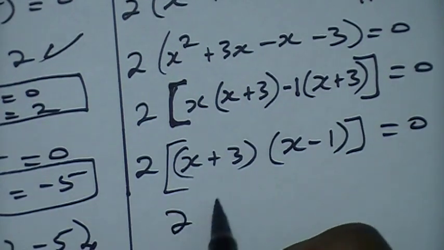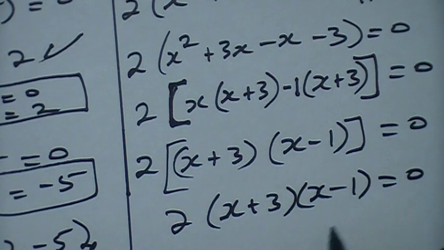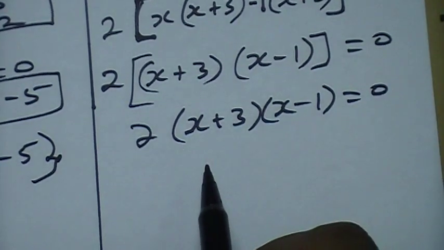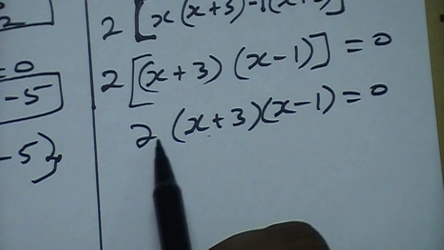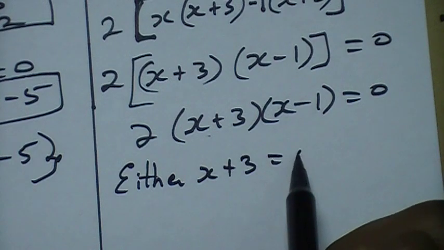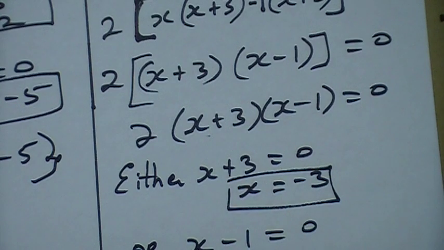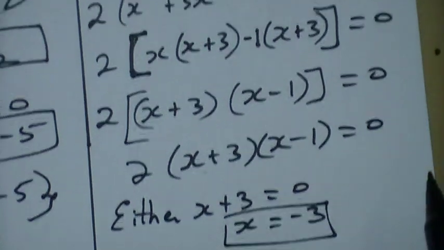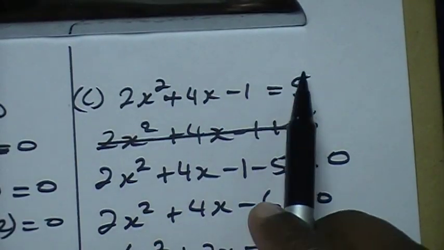So the solution is x plus 3, x minus 1 equals 0. Not a complete solution yet. So either this equals 0 or this equals 0. 2 cannot be equal to 0. So either or, these are our two solutions. You can put the solutions here, and you certainly will get 5.